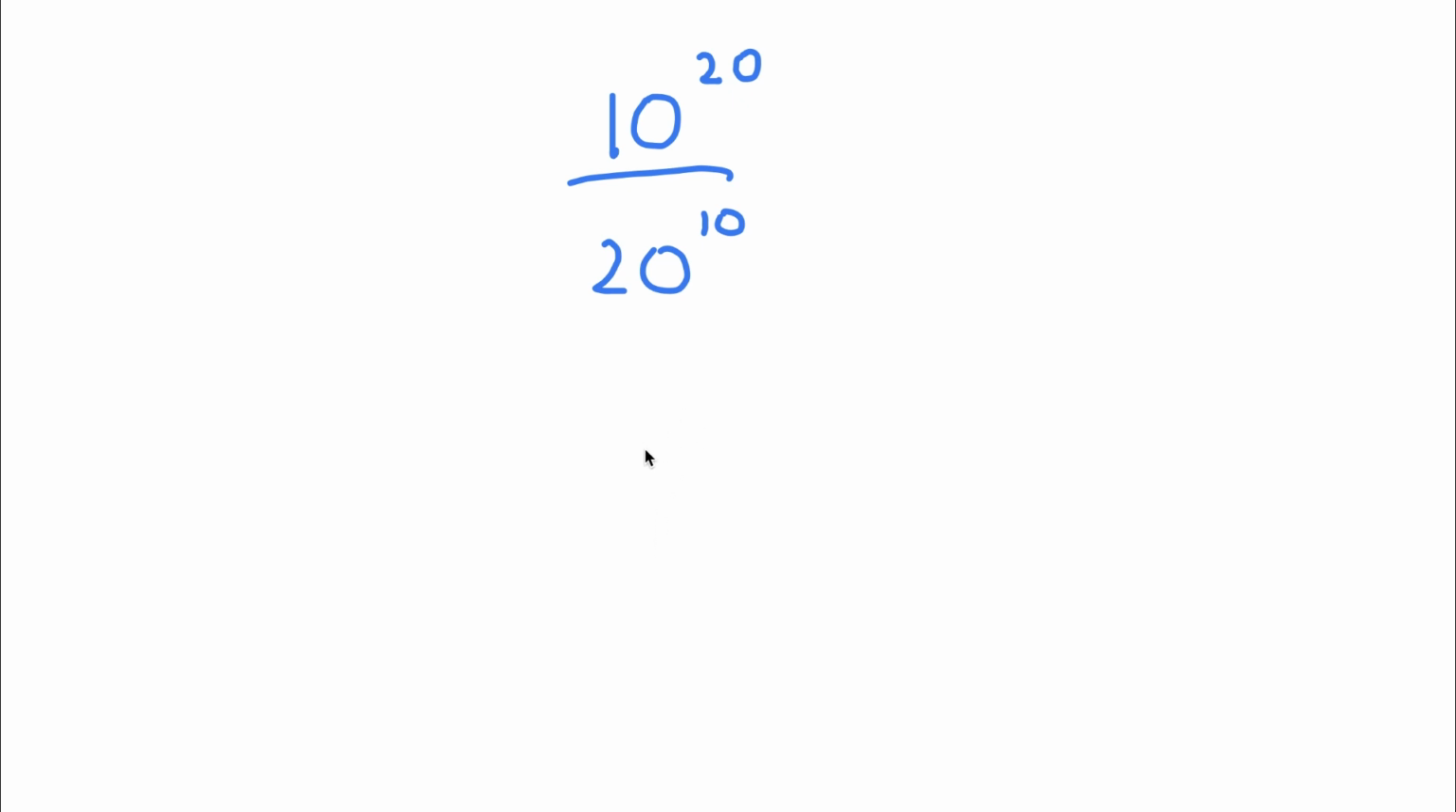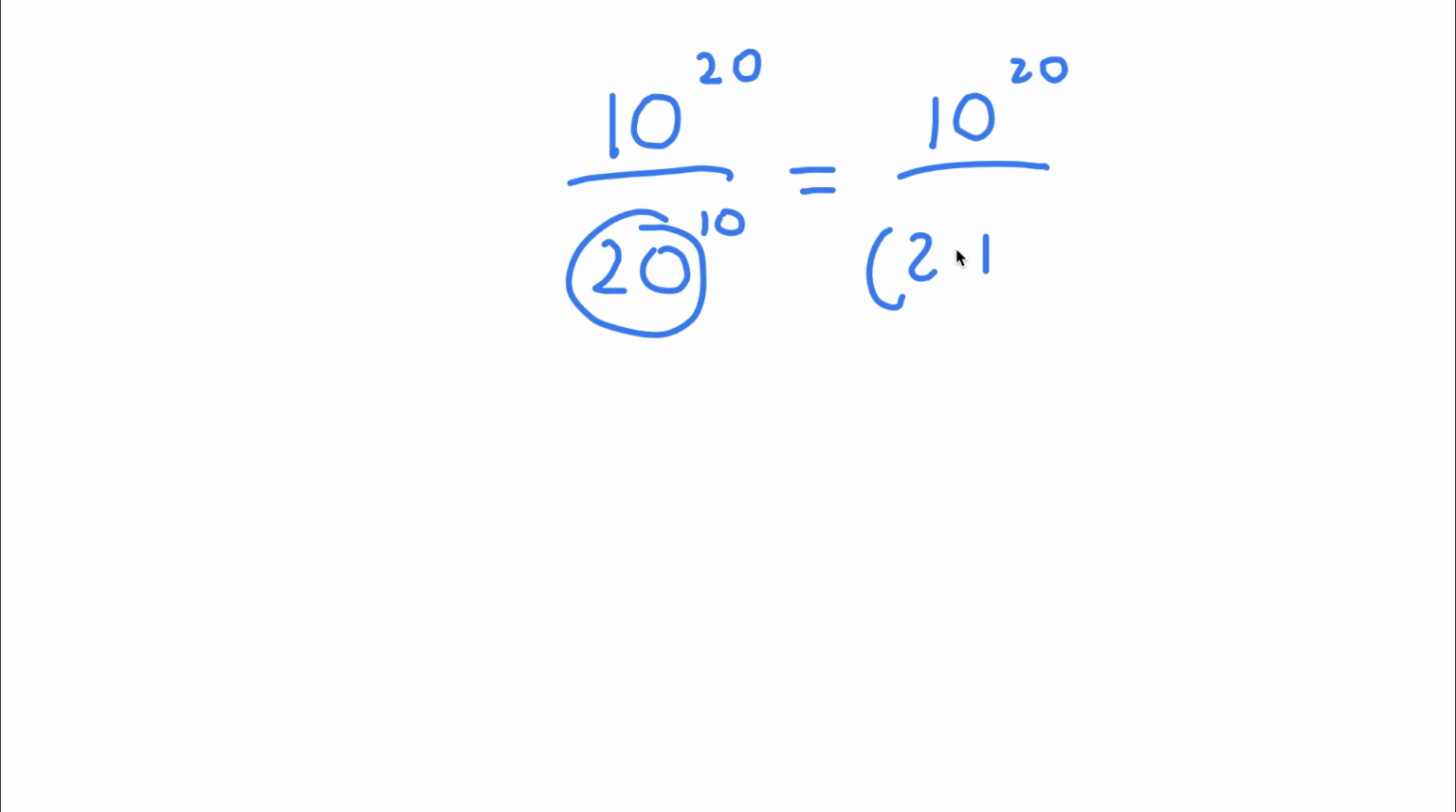Alright, so in this problem, I have 10 to the power of 20 over 20 to the power of 10. To solve this, I'm going to first start by rewriting 20 here as 10 times 2. So I have 10 to the power of 20 over 20 to the power of 10, and this is the same thing as 10 to the power of 20 over 2 times 10 to the power of 10.